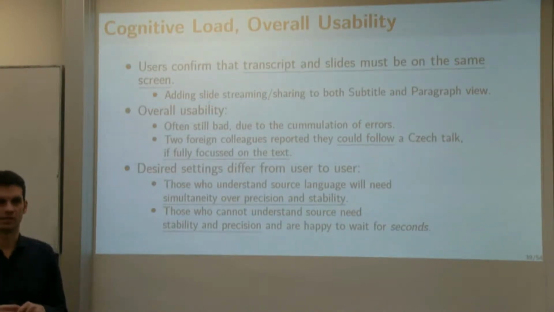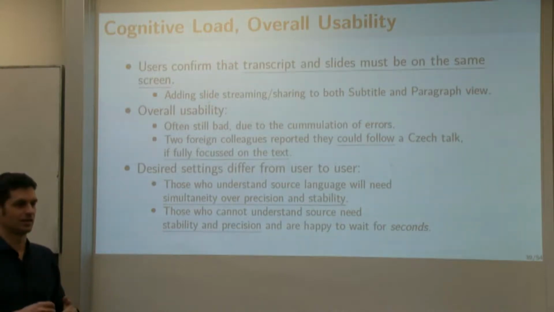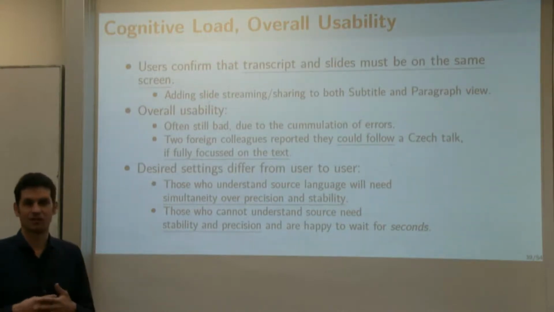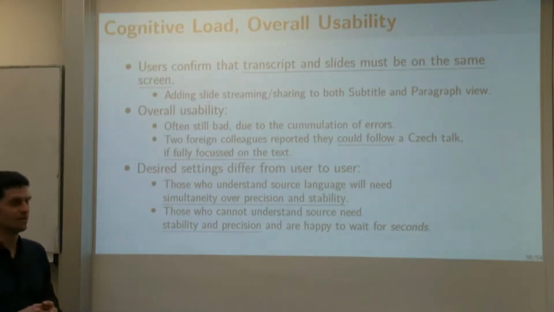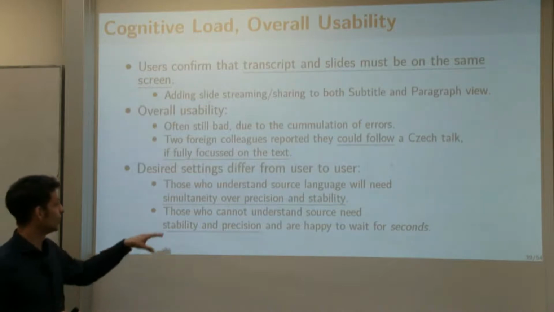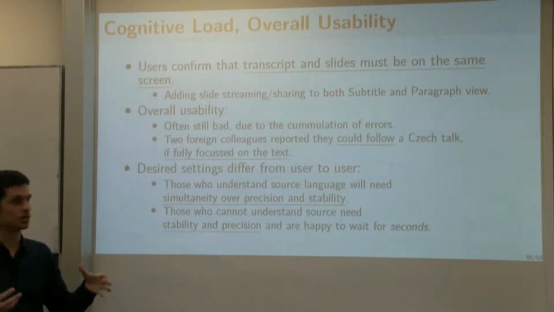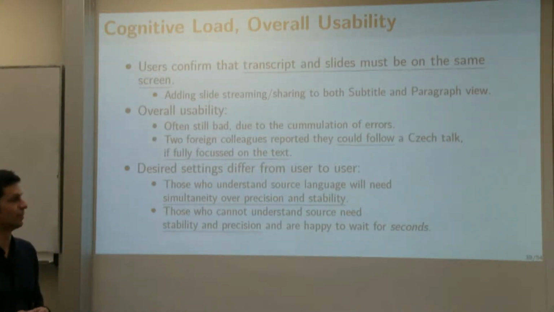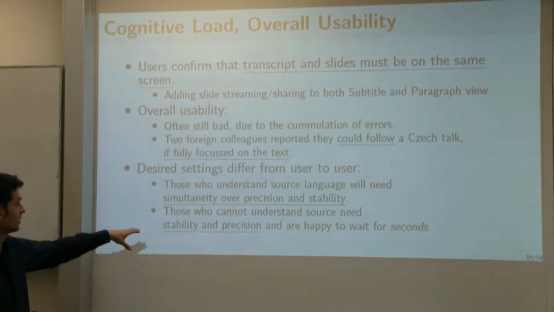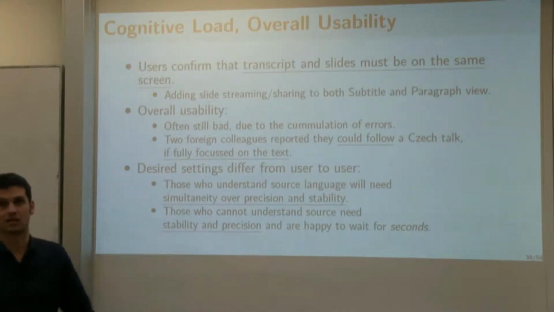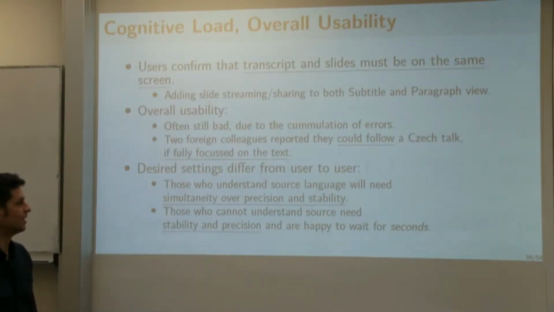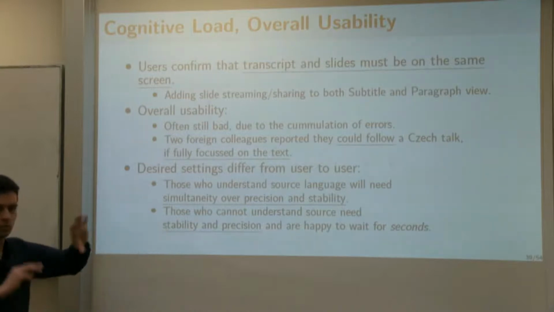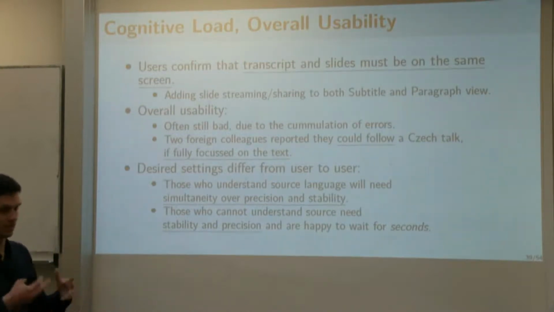But if the user does not speak the source language at all, then we can give up on simultaneity because there is nothing that needs to be delivered as quickly as possible. So the user who doesn't speak the source language at all will prefer stability and precision over the immediateness of the translation, and these users will be happy to wait for seconds of delay. So that's why the 2 different views can be better for different settings.